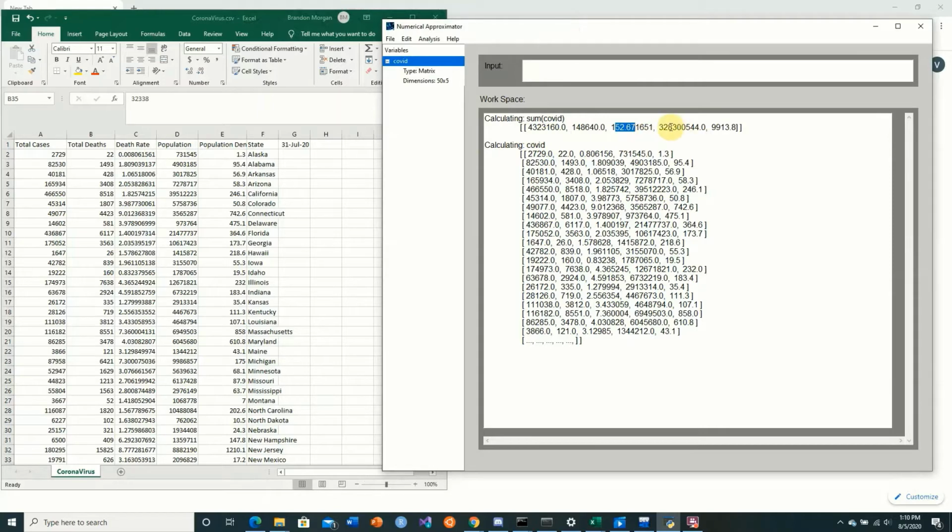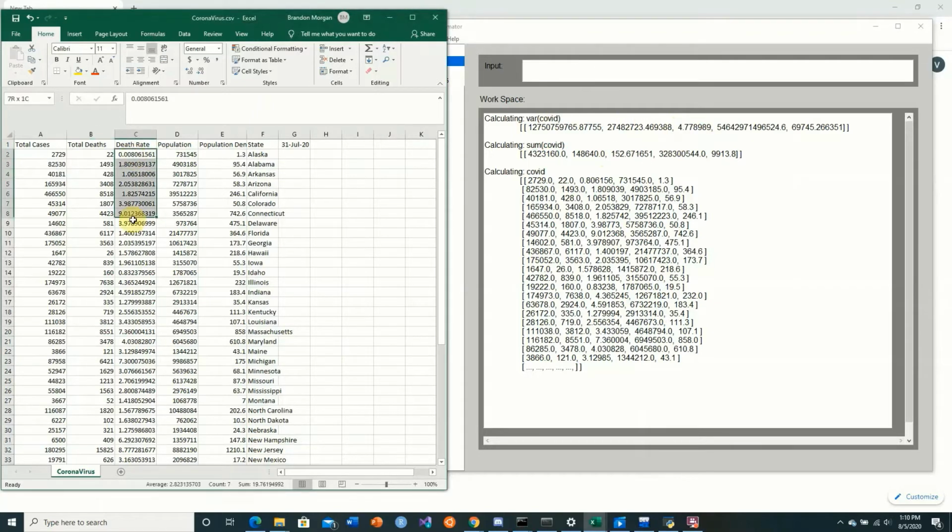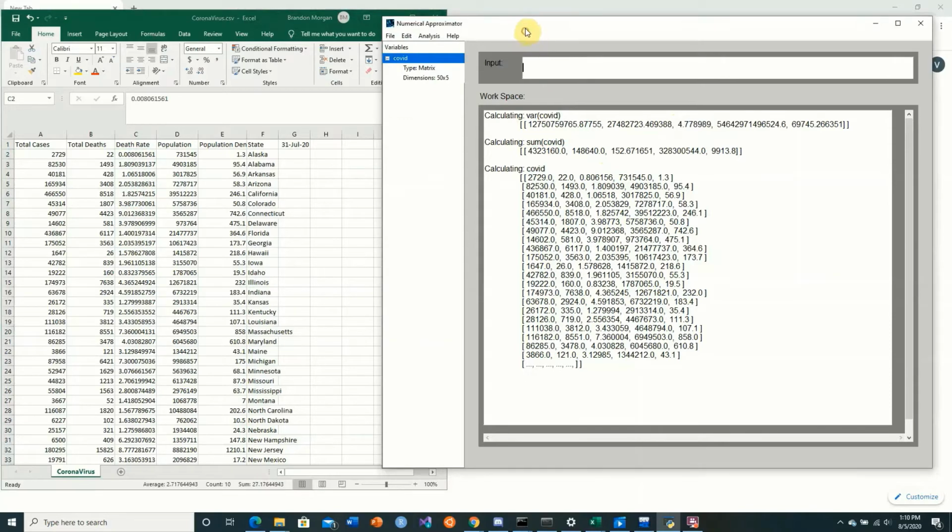complete nonsense. The total population of the US is almost about 330 million, and then the total population density summed up is going to be complete nonsense because these variables don't make sense when added up. We can actually compute the variances as well. So we can see here that there's a large variance for the total number of cases, and there's a small variance for the death rate, which makes sense because the death rate is such a small number.